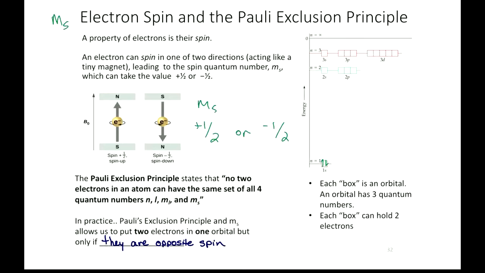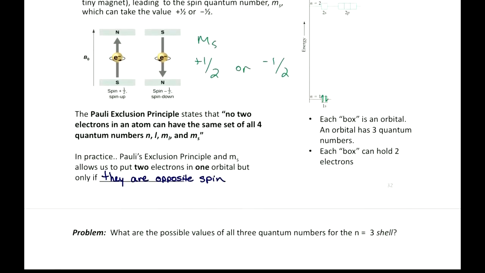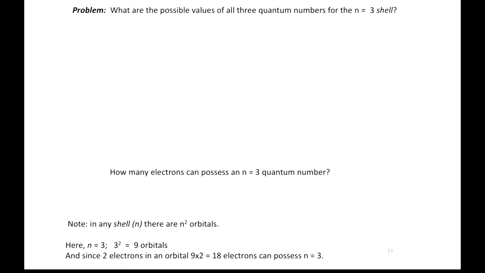All right, so what's next here? Let's put all of these ideas together, and let's write all of the possible quantum numbers for an n equals 3 shell. Just remember the order: it's n, L, m sub L, and then m sub s. So if we are in n equals 3, what are the possible L values we can have? 0, 1, 2. Very good.